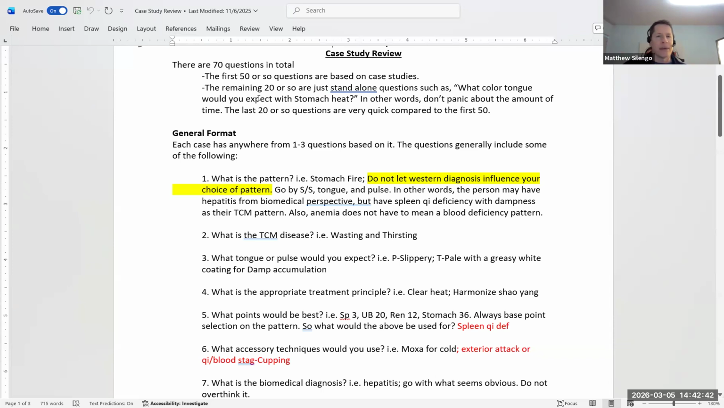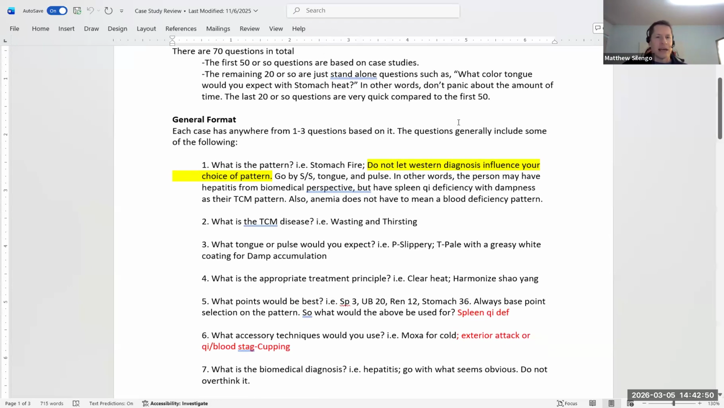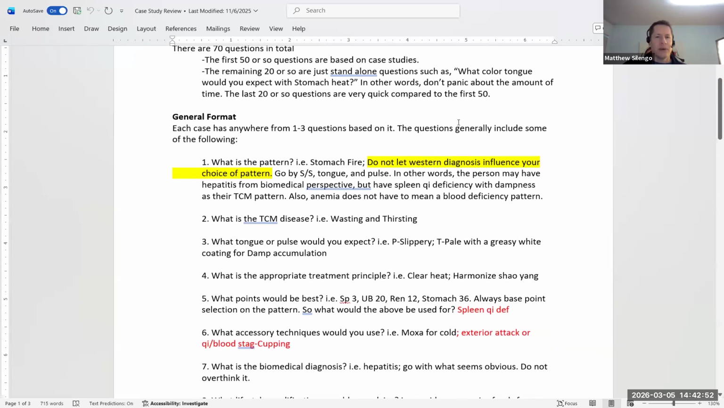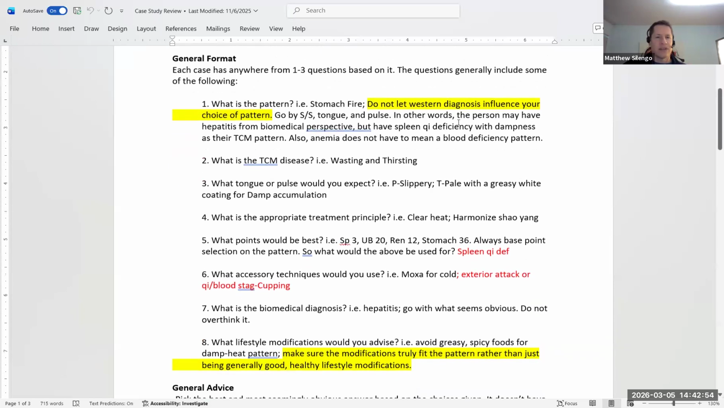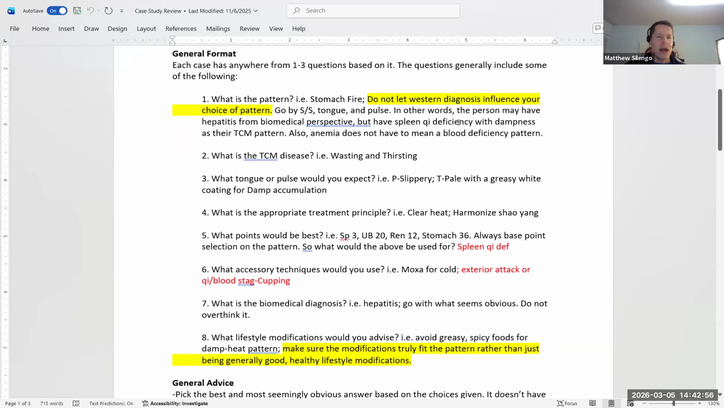In other words, mixed in with these, there are some quicker questions. So generally there's plenty of time. Don't worry too much about time. But here's basically the breakdown of the case studies. You'll get a case, and then each case can have anywhere from 1 to 3 questions based on it.